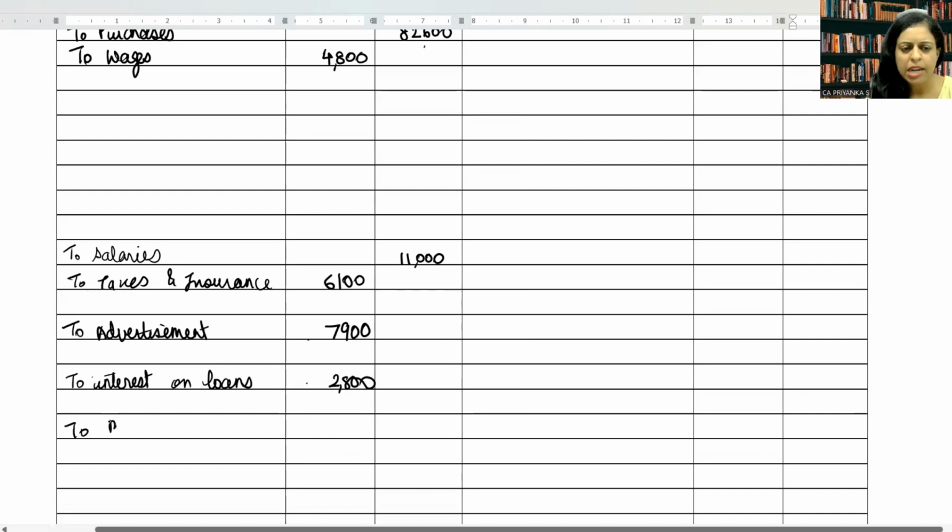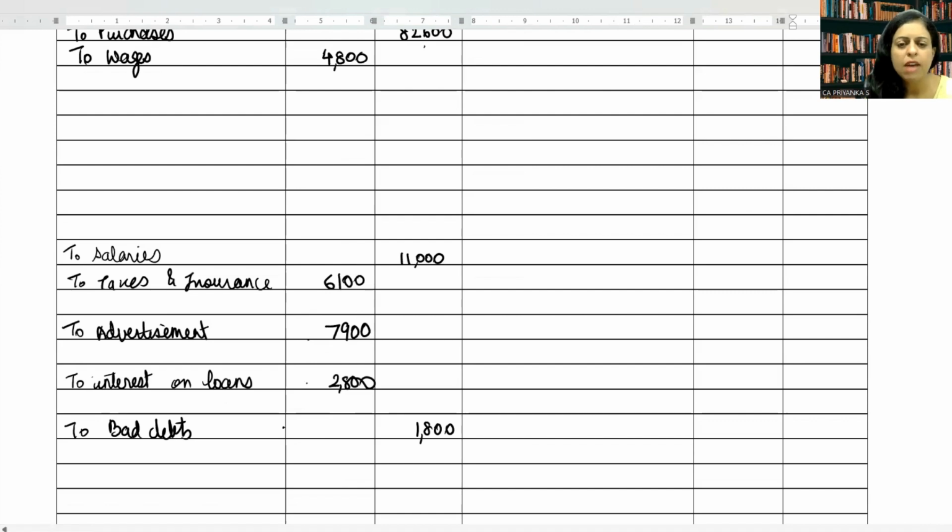I'm writing your bad debts. Now, if you see, bad debts is given in the trial balance, so I'm writing bad debts only once in the profit and loss account. If bad debts would have been given in the adjustment, then I would have two different areas where I'm going to write the bad debts. But here, since it's given in the trial balance, the dual effect, debit and credit, is already given. So I take only one impact of bad debts and put it in the profit and loss account.